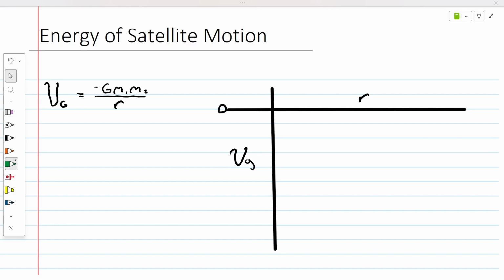Hello everyone, in this video we're going to talk about satellite motion and the energy of orbiting objects, and then we'll use that to derive the escape speed velocity. Okay, so the potential energy for gravitation is given by this formula here. It looks very similar to the force due to gravity, but this radius is not squared on the bottom.